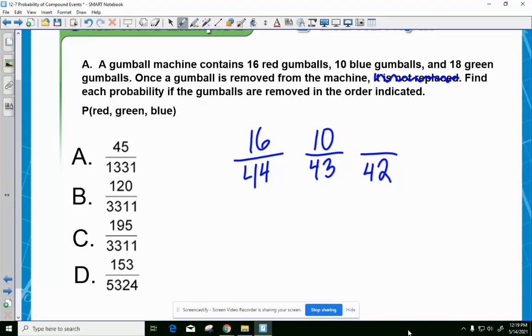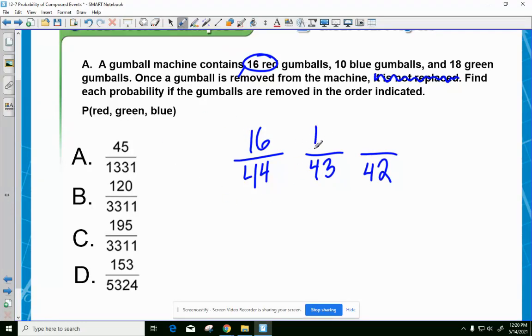Quinn, what's up? Wait, how did you go from 16 to 18? Well, because the color changed. So red was the first one, so that's why it was 16. Then green was the next one, and green is 18. So who told me 10? Yeah, that's what I did. So this number is not a 10.